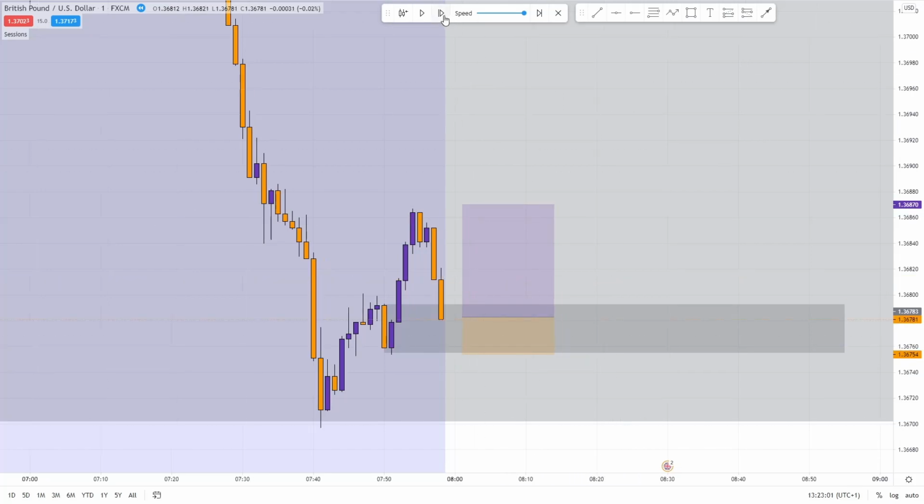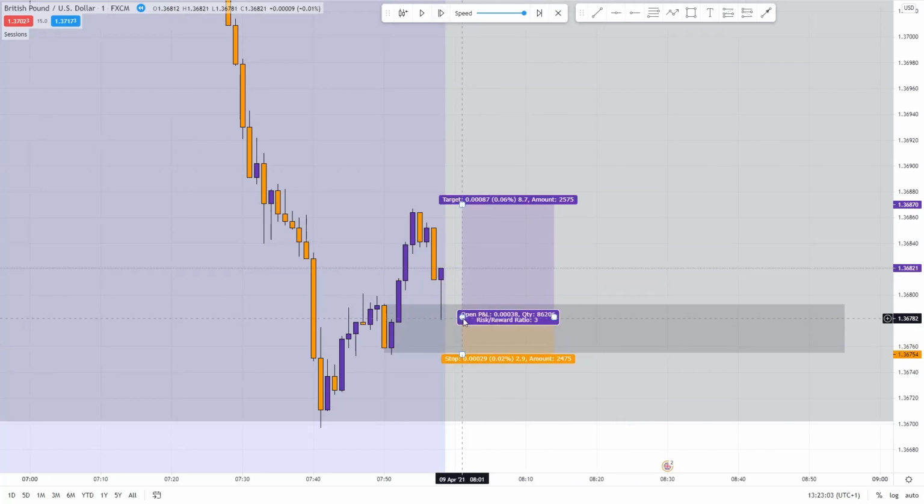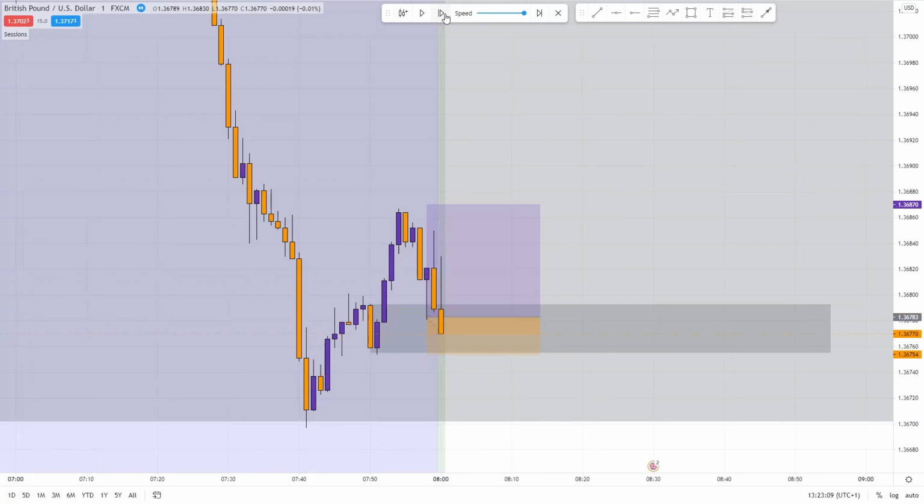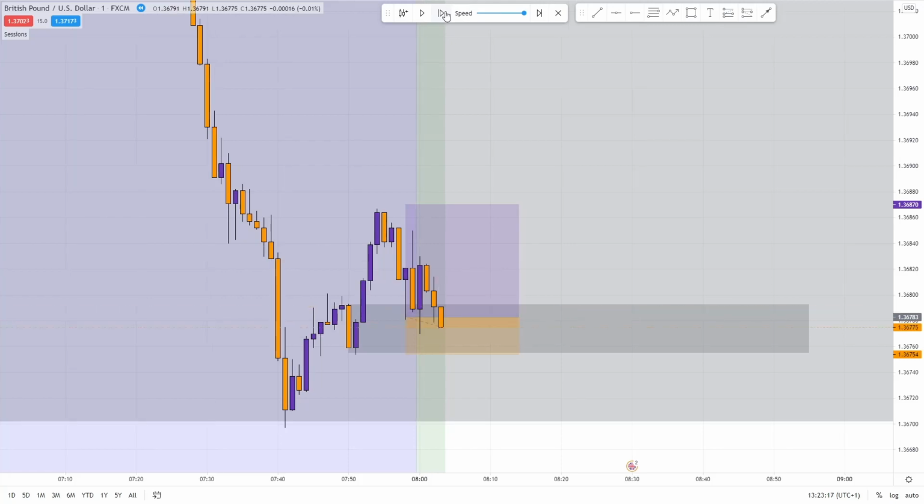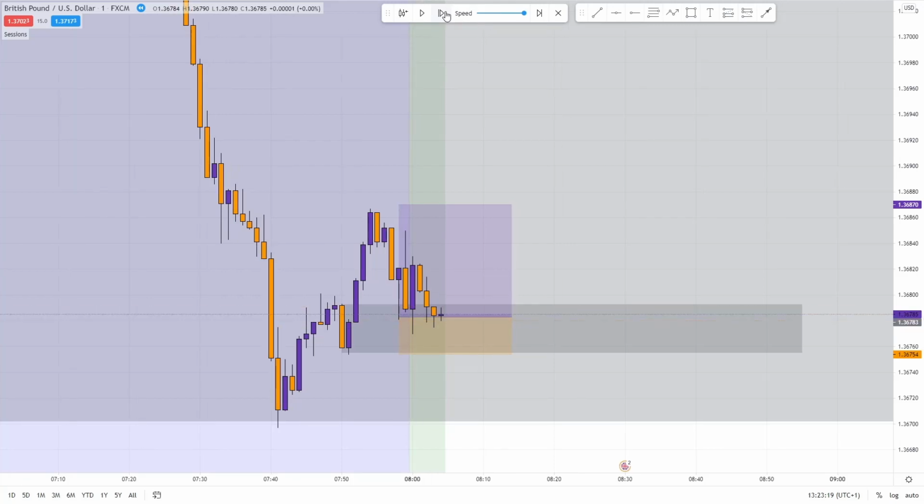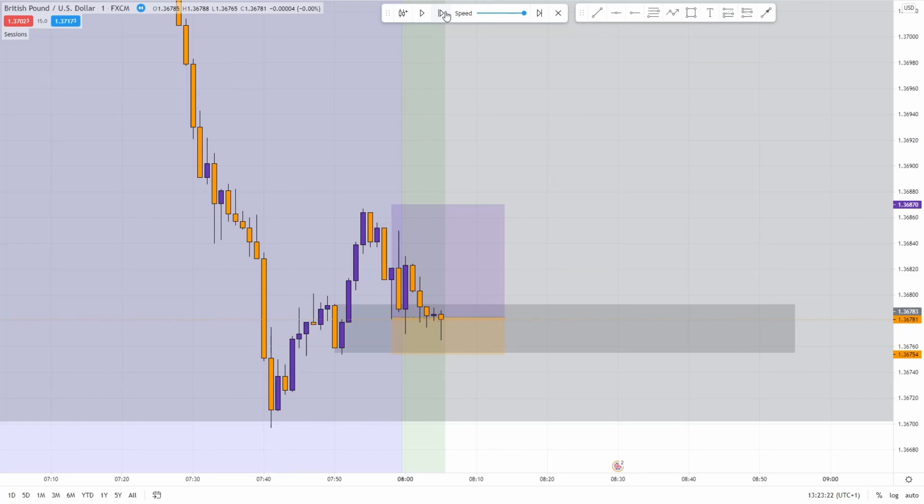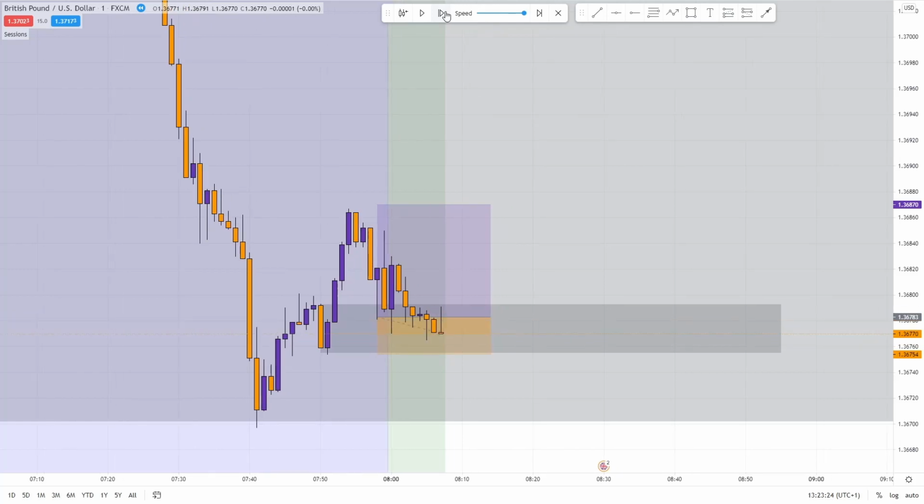So price comes down, there we go, and we get wicked in. Get wicked into our entry. So as you can see, we do have a pretty impulsive move up from it. Price then ranges a little bit for a couple minutes, again just wicking into the entry, just about closing beneath our entry, but never hitting our stop loss basically.